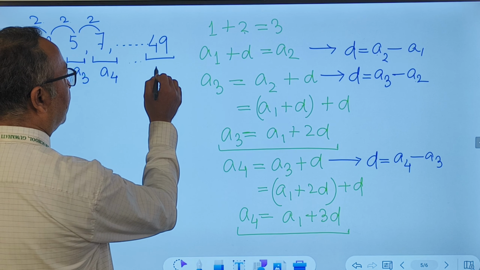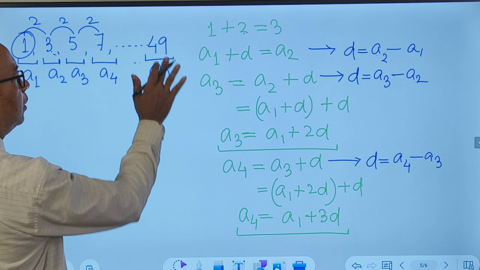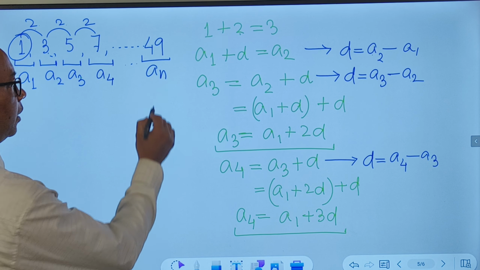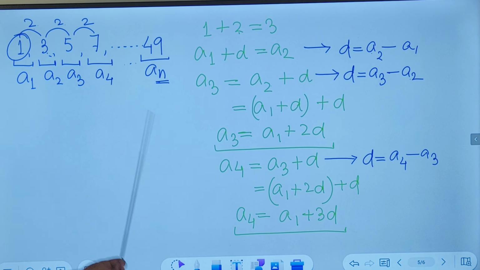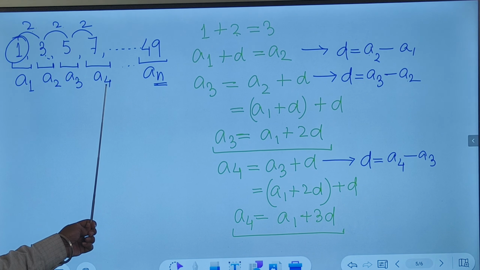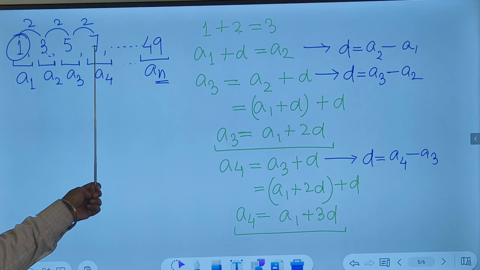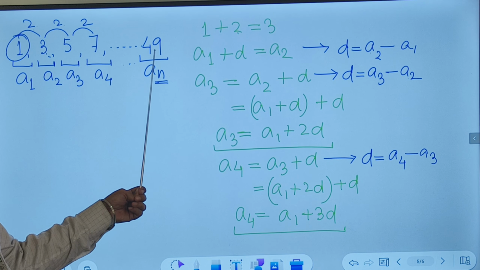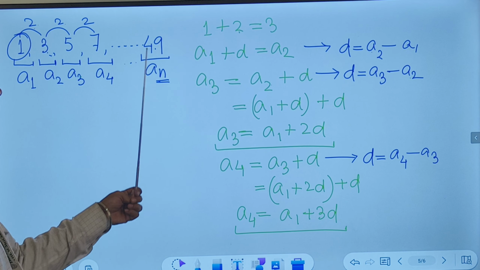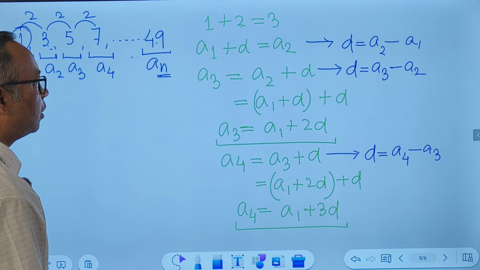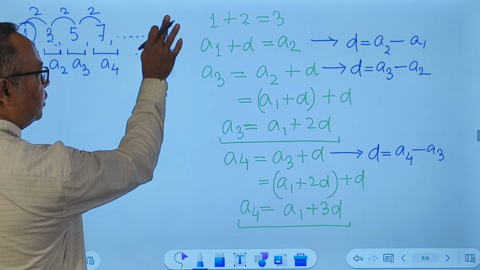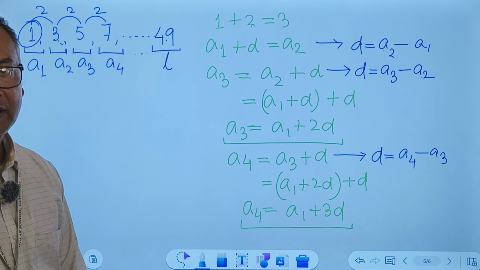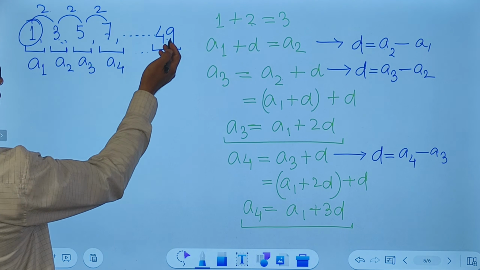So we can write this one as an, where n is the number of terms. Here the 4. 4 is what? The fourth number. Fourth number is 7. In this case, this particular number we don't know. So an is the last number. So generally the last number we write as L. So what is L actually? So how to get this L?